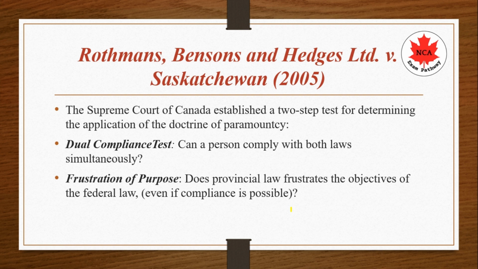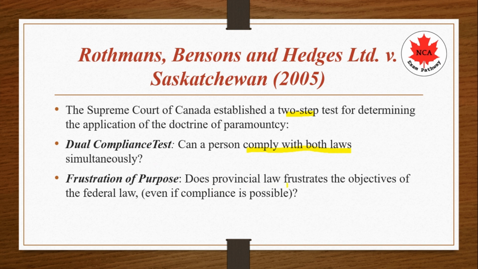Now coming to Rothmans, Benson and Hedges Ltd. v. Saskatchewan, 2005, the Supreme Court of Canada established a two-step test for determining the application of the doctrine of paramountcy. Here the two-step test was a dual compliance test and a frustration of purpose test. Now let's understand what the dual compliance test is. In the dual compliance test, one has to check: can a person comply with both laws simultaneously?